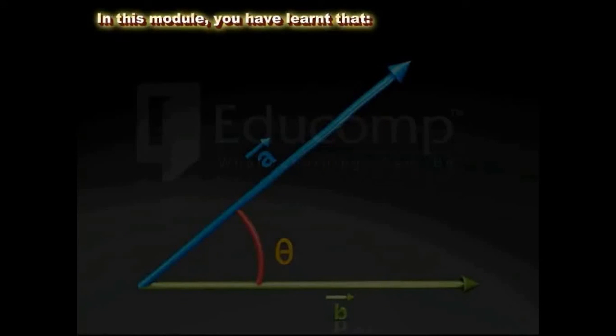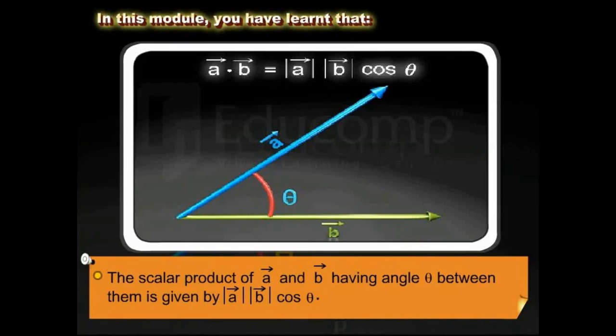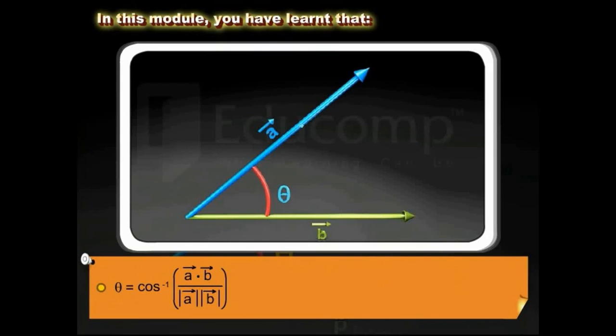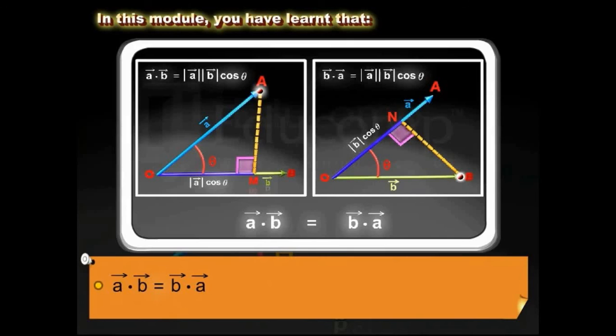In this module, you have learnt that the scalar product of two vectors A and B having angle theta between them is given by magnitude of vector A into magnitude of vector B into cos theta. When dot product of vectors A and B is given, the angle theta between the vectors A and B is given by cos inverse of vector A dot vector B upon magnitude of vector A into magnitude of vector B. Dot product of two vectors is commutative.